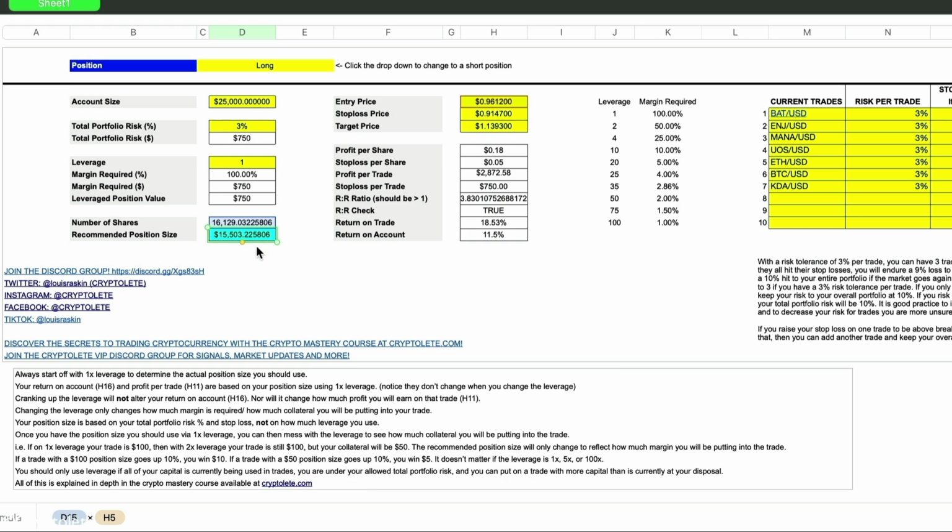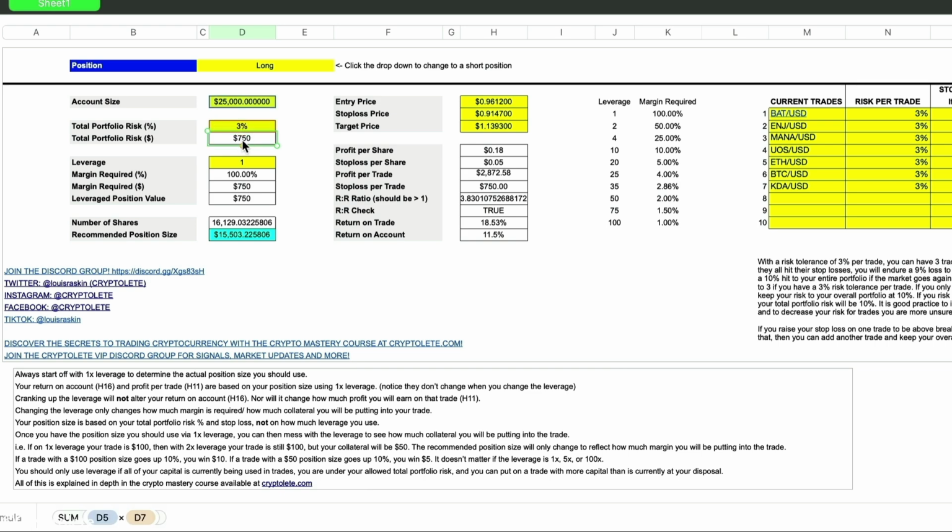$15,503.23. This is based on putting on this particular trade risking 3% of your account. So if you put $15,503.23 into this trade with an account size of $25,000, if it hits this stop loss right here, then you will lose 3% of your account.